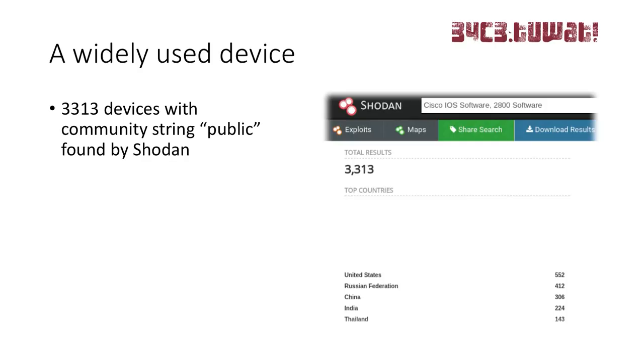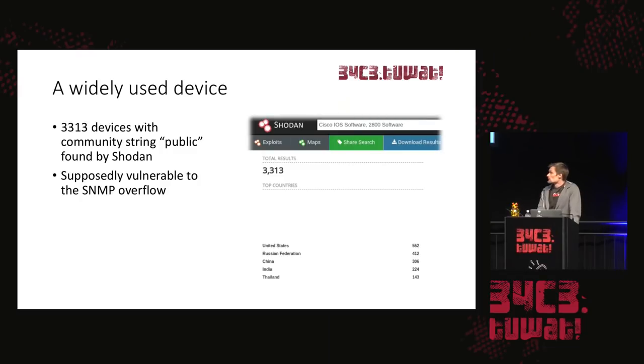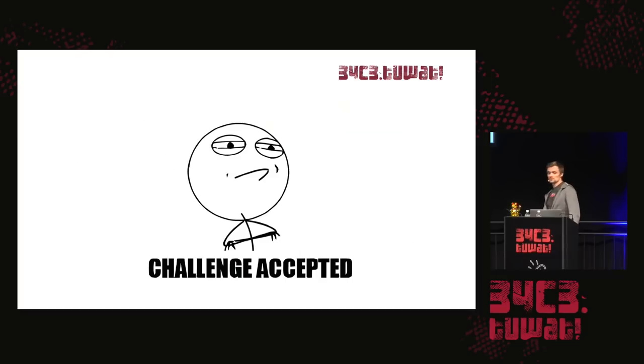If you search for SNMP banner on Shodan, you will find at least 3,000 devices with SNMP service available with default public string. So these devices are all supposedly vulnerable to SNMP overflow. The question is whether we can build a remote code execution exploit for it.